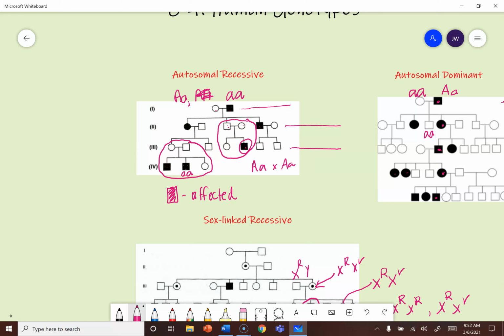Over here, let's look at these individuals. This individual is affected. This individual could be big A, big A, or big A, little a. But we don't know because they don't have any affected children. We don't know for sure if she has that recessive allele. So same thing with this generation here. Both of these individuals could be either heterozygous or homozygous, and we wouldn't know until we looked at their children.